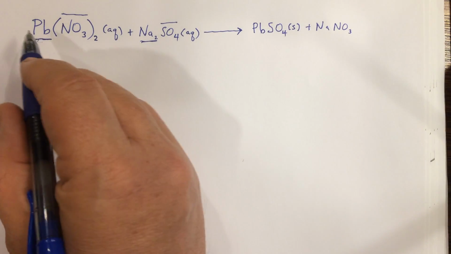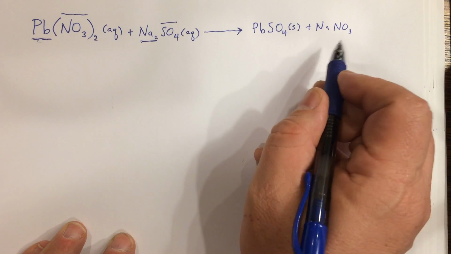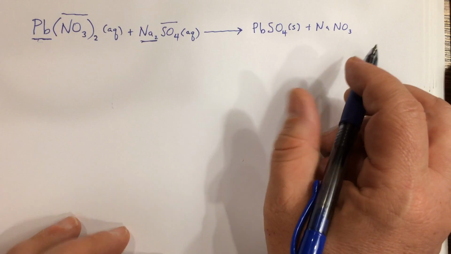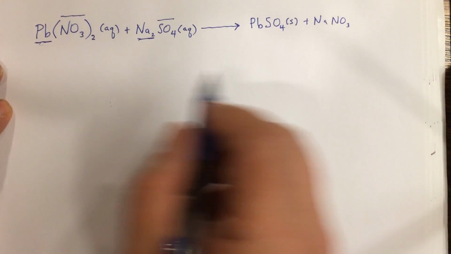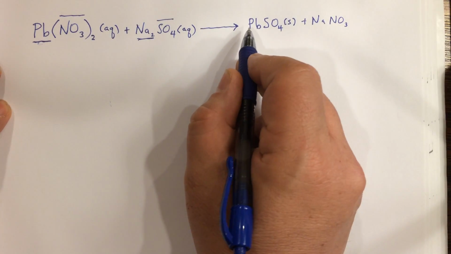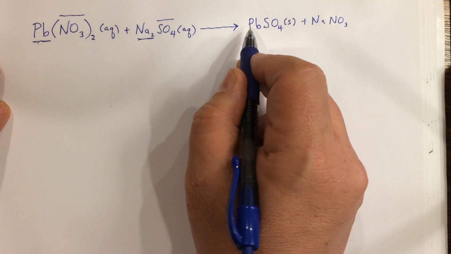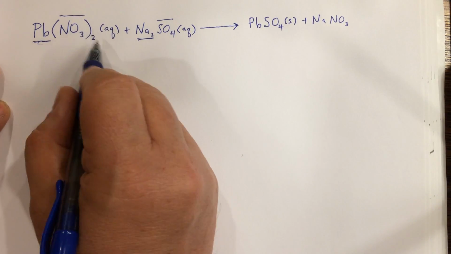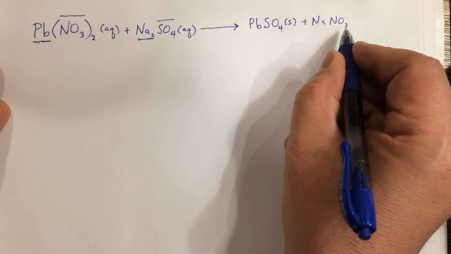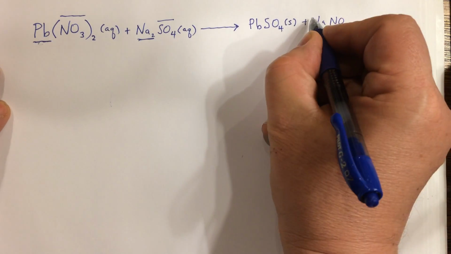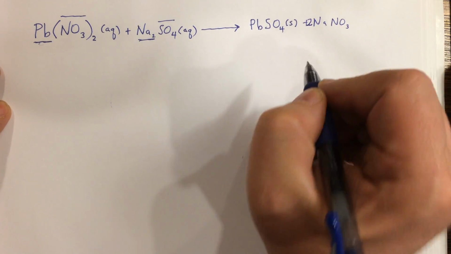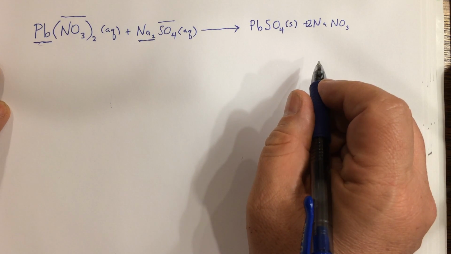So the first step after we find out what the products are going to be is we balance everything. So let's look at lead first. Lead and lead is fine, nothing there. I have two nitrates, so I'm going to have two nitrates here, so I'm going to have to put a coefficient of 2 in front of the sodium nitrate.